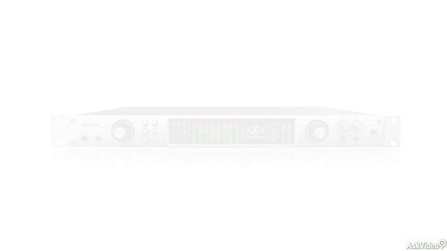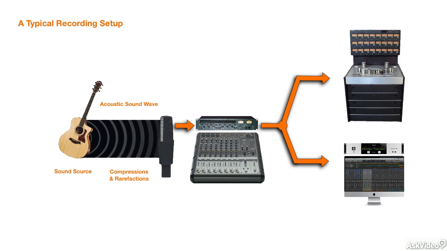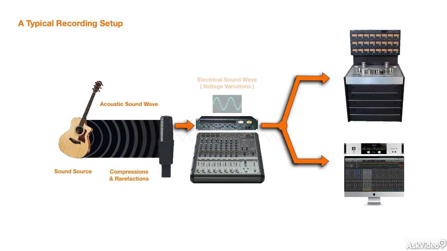As an overview, here's a diagram of the signal flow of a typical recording setup as the sound is passed from one stage to the next. Sound waves originate as acoustic waves, air pressure variations. To record and process these waves, they first have to be converted to electrical waves, voltage variations.